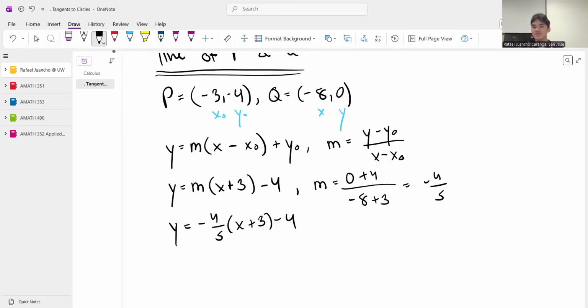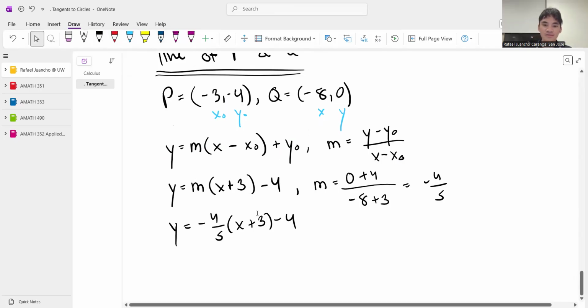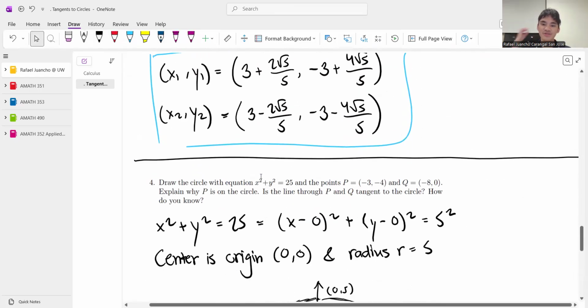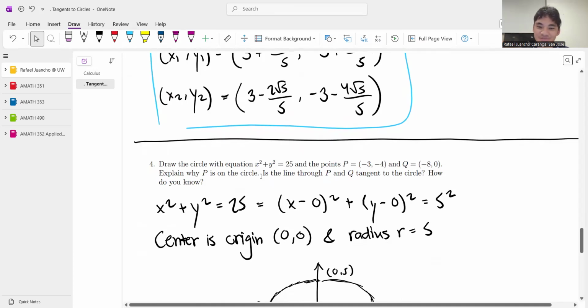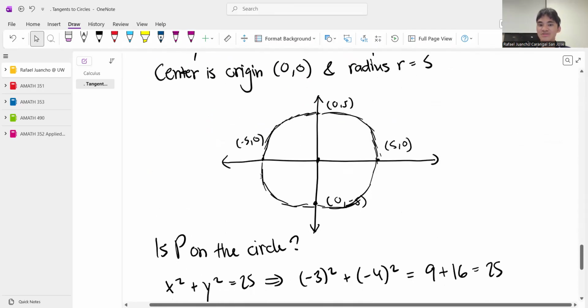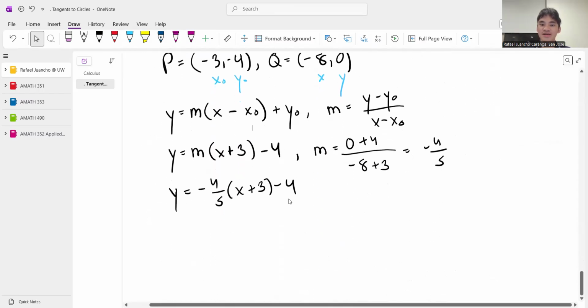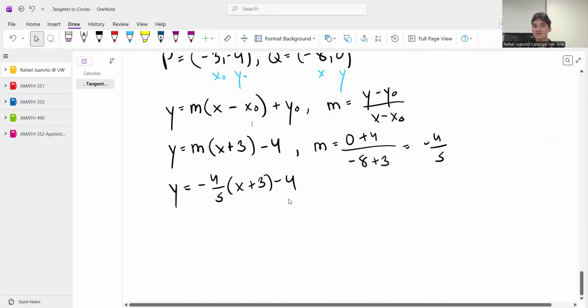Let me know if that doesn't make any sense. So this is the line. Now, again, if we go back to the question, we're not done yet. We need the question. Is this line tangent to the circle? How do we know if a line is tangent to a circle? We have the circle equation, we have the line equation. How do we know it's tangent?